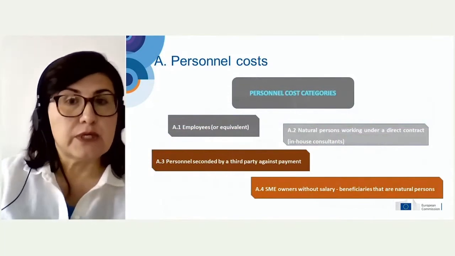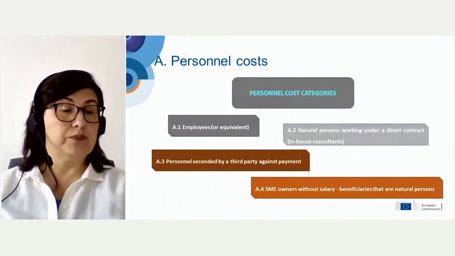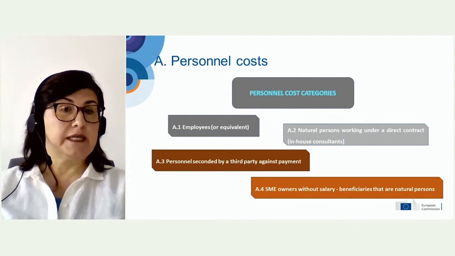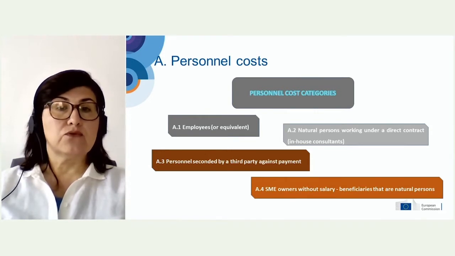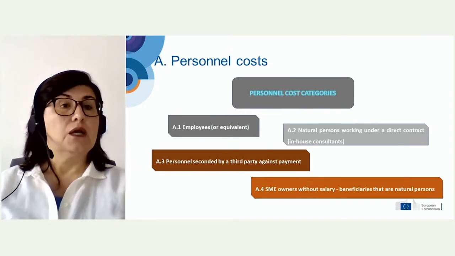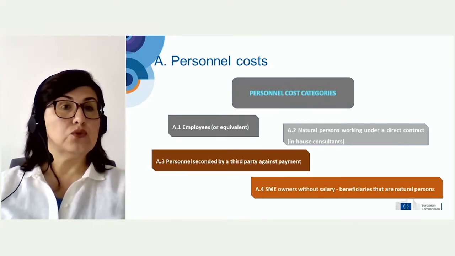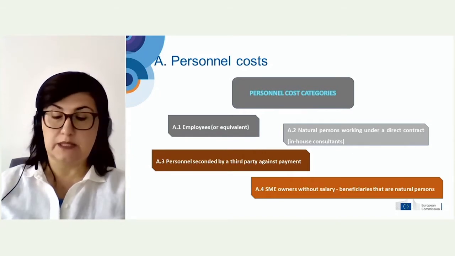The cost categories in personnel costs are the costs that you might incur for your employees or other staff members who have an equivalent appointing act and work in the action. You might also have in-house consultants who would be natural persons working under a direct contract. You might also have seconded staff or SME owners who do not have a salary, or natural persons beneficiaries without a salary either.